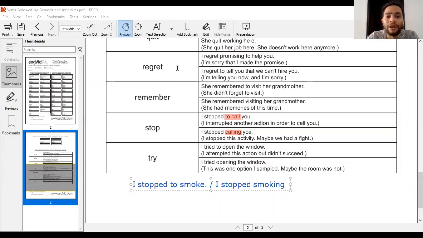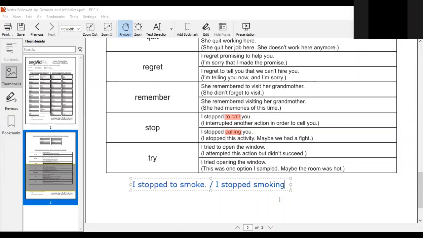Y eso es lo que significa la intención que tiene el ING, right? De que cuando lo usamos con to, stop significa detenerse para empezar una nueva acción. Y cuando lo usamos con ING es que la acción que realizabas ya no la vas a volver a hacer.